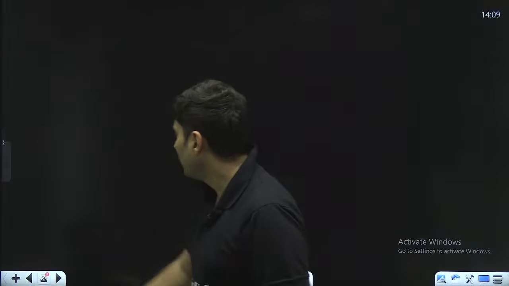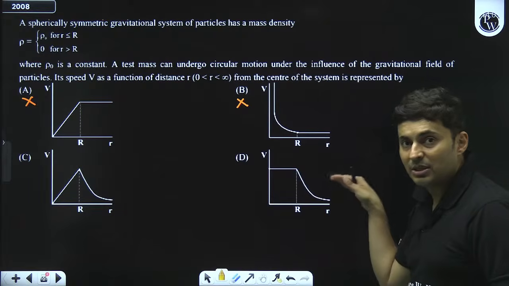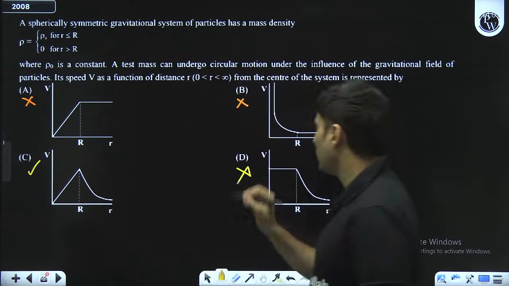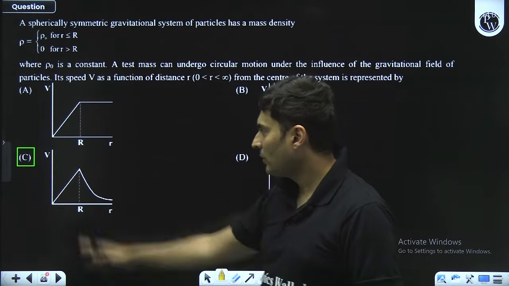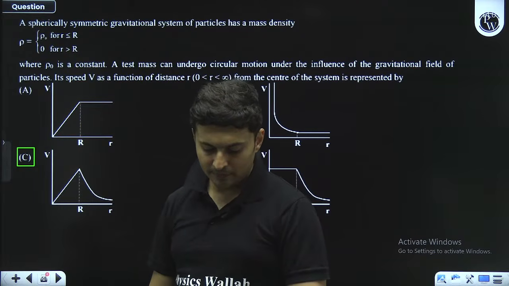So going back to the diagrams, there is only one such thing. This is a straight line, but this is flat, not proportional. This is the one which is right. This will be wrong. So option C is the right answer. Option C. Got it? Everyone? Pakka?